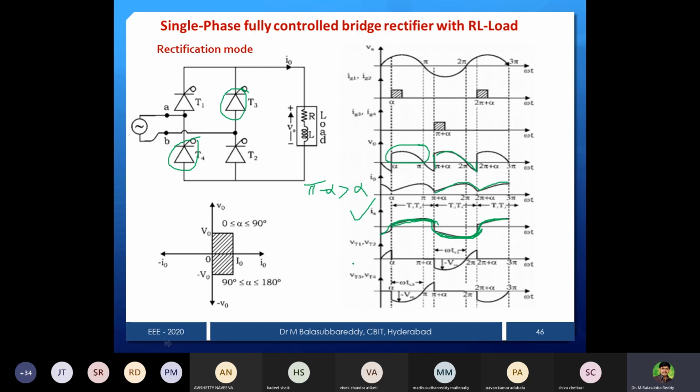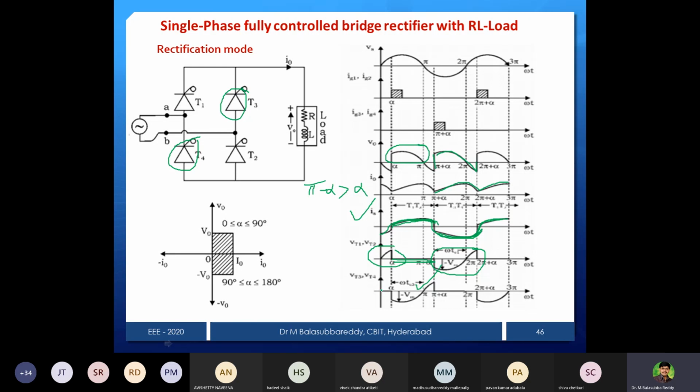And now Vt1, Vt2 as usual. Vt1 from 0 to alpha, it is not conducting. That's why they will give the voltage across Vt1 and Vt2. Then alpha to pi plus alpha it is conducting. Then pi plus alpha to 2 pi plus alpha it is not conducting. Then it will be the same as the source, just the reverse of that, wherever it is conducting.